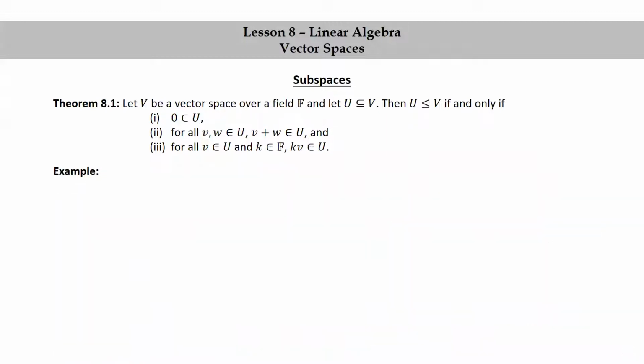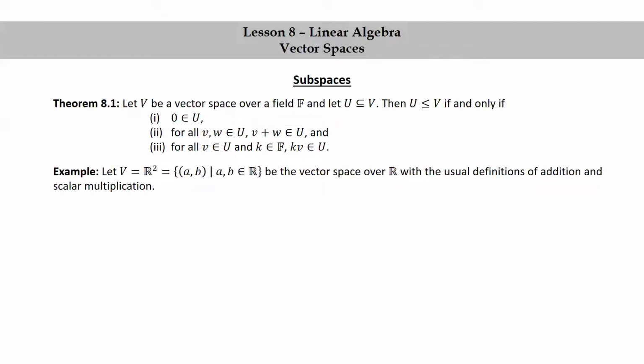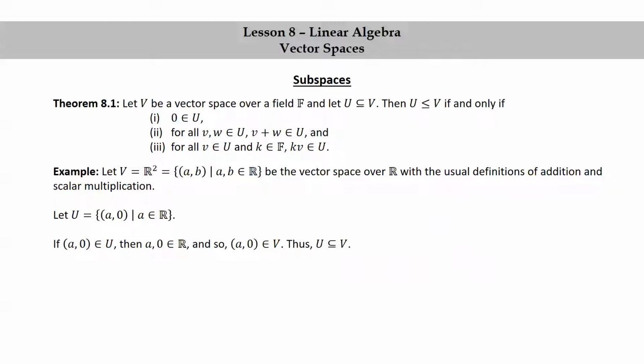Let's now look at examples. Let V equal R2. Recall that that's the set of ordered pairs A, B such that A, B are in R. This is the vector space over R with the usual definitions of addition and scalar multiplication. Let U be the set of ordered pairs A comma 0 such that A is in R. If A, 0 is in U, then A and 0 are in R, and so the pair A, 0 is in V. Thus, U is a subset of V.